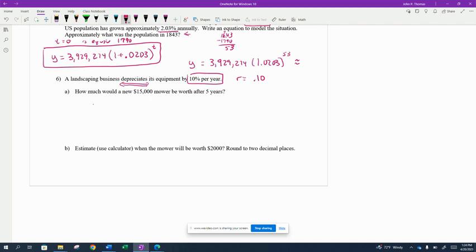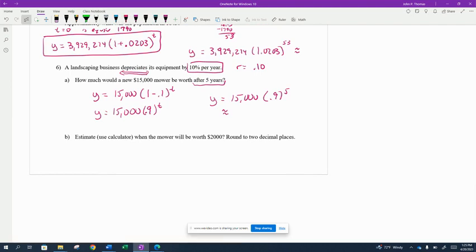So we're going to write our decay model. y equals 15,000 times 1 minus 0.1 to the t. That's the standard model. If I clean that up, y equals 15,000 times 0.9 to the t. They asked me the specific question, what's the value after 5 years? So I'm going to drop 5 in, and I get 15,000 times 0.9 to the 5. And this is, again, where we go to a calculator, and I'm going to leave that part for you, and we'll plug that in and get an approximate value for that. That would be the estimated value of that piece of equipment after the 5 years.